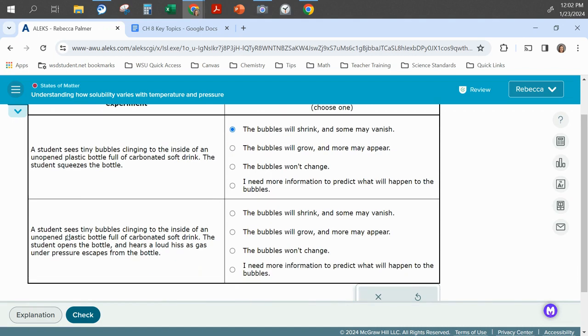Okay, a student sees tiny bubbles clinging to the inside of a can, and so on. The student opens the bottle and a gas under pressure escapes. What will happen to the bubbles? Bubbles will grow, good. Because you are decreasing the solubility. You release the pressure. Now it's just atmospheric pressure. It's not extra pressure. So now the bubbles will start being insoluble and they'll come out. Okay, questions? Does that make sense?